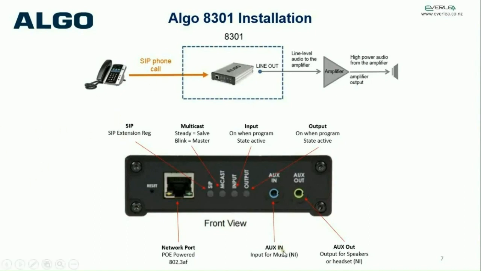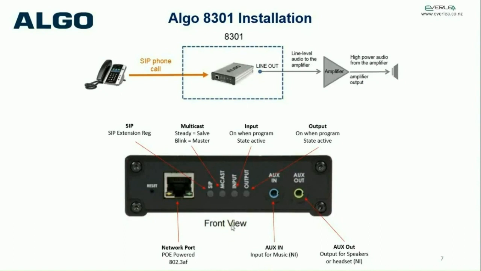Down the bottom here we've got our aux in. That's where we are putting in inputs such as background music, not music on hold, so that the Algo will allow you to play music through into the standard analog amplifier, and/or if you've got multicast and/or zone paging on with voice over IP endpoints, it will also play music through there. You have an aux out output for speakers or a headset if you wish to have an audio output directly out of the 8301.